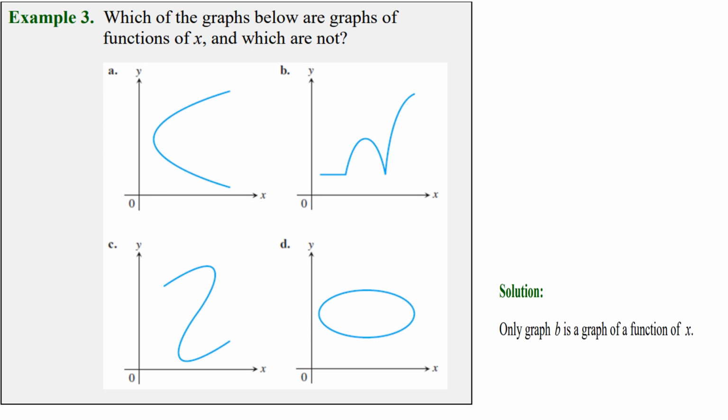See, for example, we have 4 graphs. So you have to draw a vertical line through the graph. Just draw a vertical line through the graph. And how many points are touching? Here 2 points. So graph A is not a function of x. And here B touches only 1 point. So this is a function of x. So only graph B is a function of x. And here we have 3 points touching, so it is not a function of x. And here 2 points. So it's not a function of x.